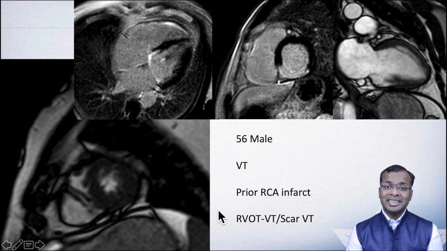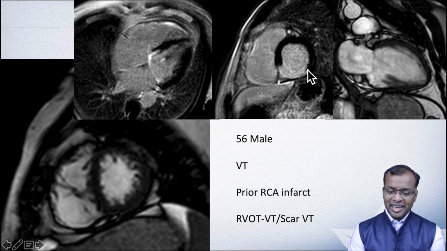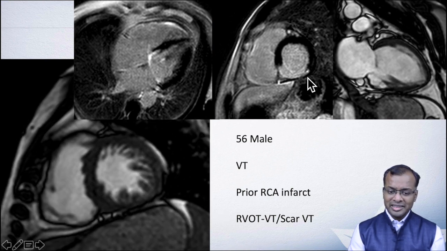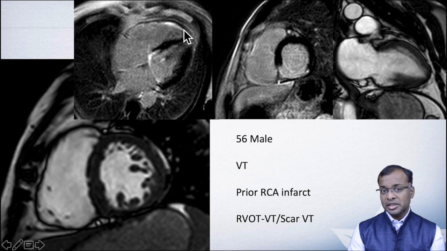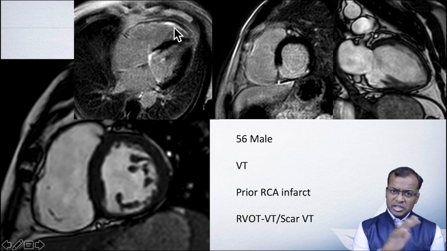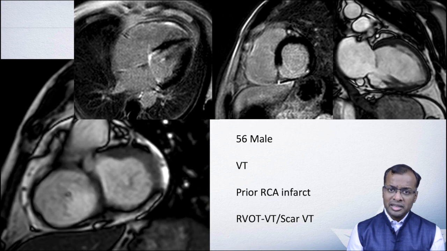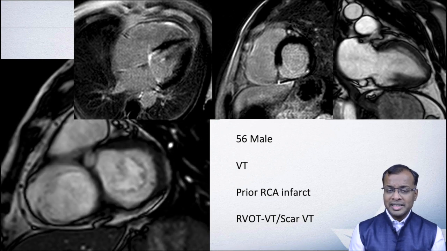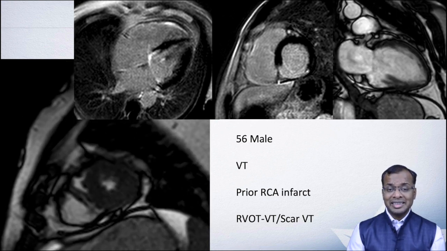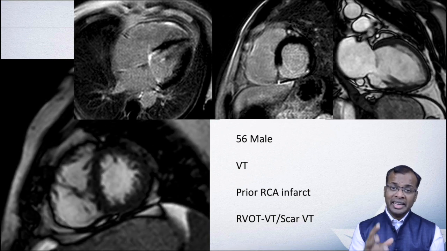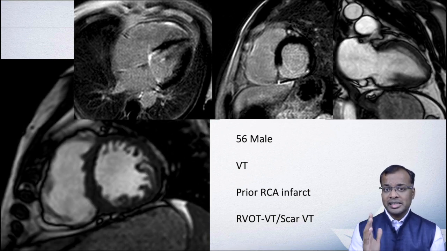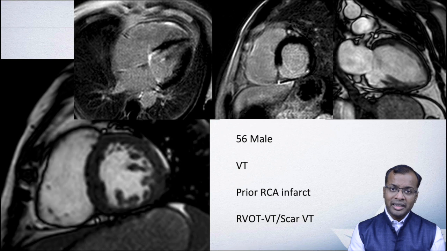When we do delayed enhancement, you can see there is a large infarct in the RCA territory, and then there is enhancement along the RV free wall, which is not a typical infarct region. With this dyskinesis, it was very clear that this patient actually had ARVC, and the RCA infarction was a red herring in this scenario.